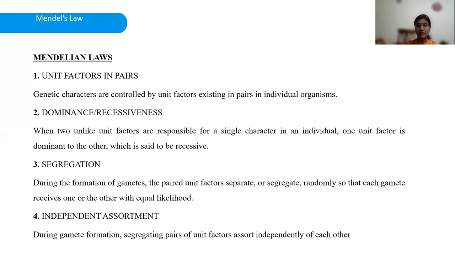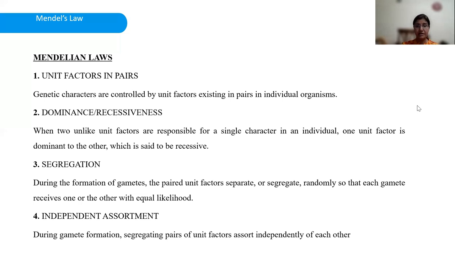A cross involving only one character or trait at a time is known as a monohybrid cross. If we are studying a dihybrid cross, then we are studying the inheritance of two different characters. Mendel postulated the law of segregation and independent assortment, which provides the chromosomal basis of inheritance. So let's see what Mendel's law states.